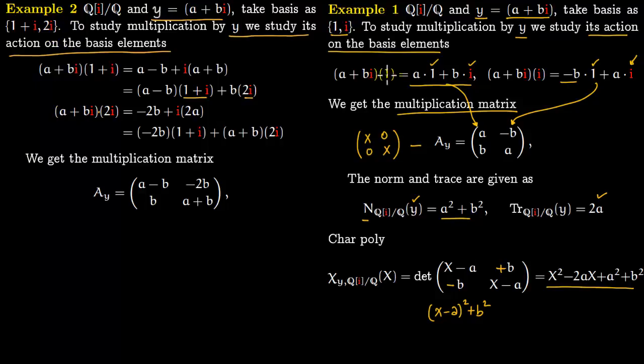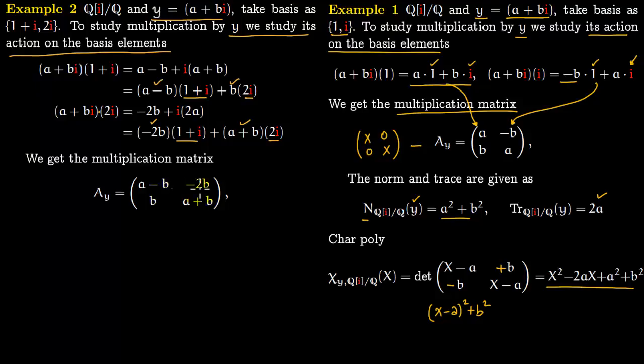Just like the basis here was 1 and i, here it is 1 plus i and 2i. It expands like this, but you have to write this in terms of basis elements. So you have minus 2b times (1 plus i) and (a plus b) times 2i. Now copy these two terms in the first column here, and copy these two terms in the second column here.